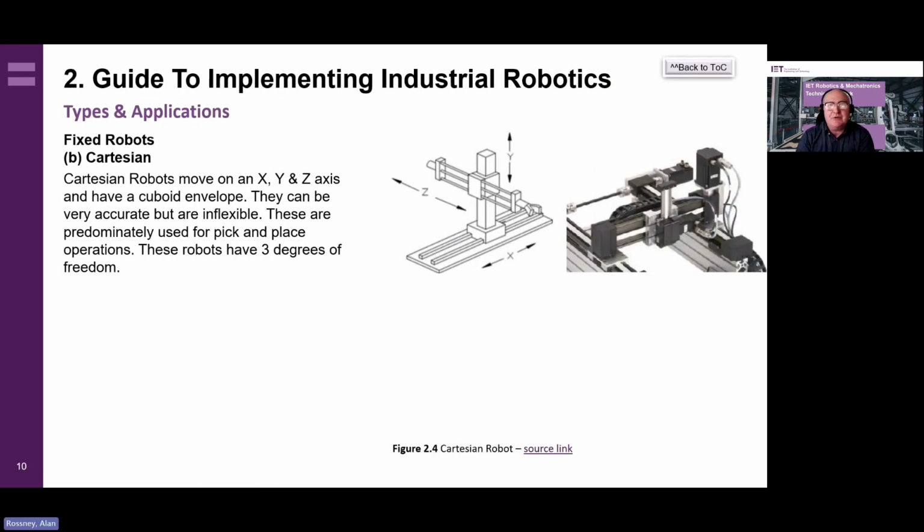So Cartesian robots slide on an X, Y, Z axis. They have a cuboid envelope of reach and operation. They can be very accurate but are inflexible. These are predominantly used for pick and place operations. They have 3 degrees of freedom, and a typical application would be, say, pick and place of printed circuit board components onto a printed circuit board.